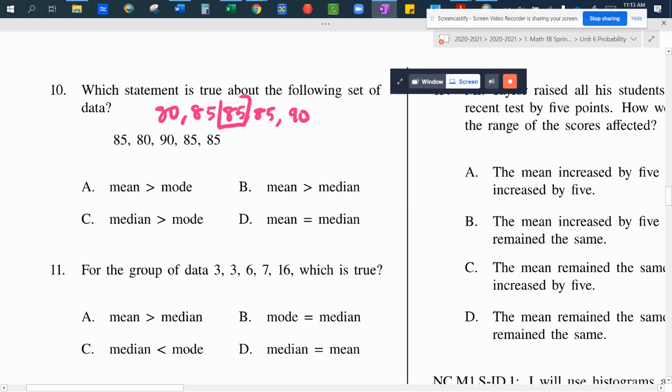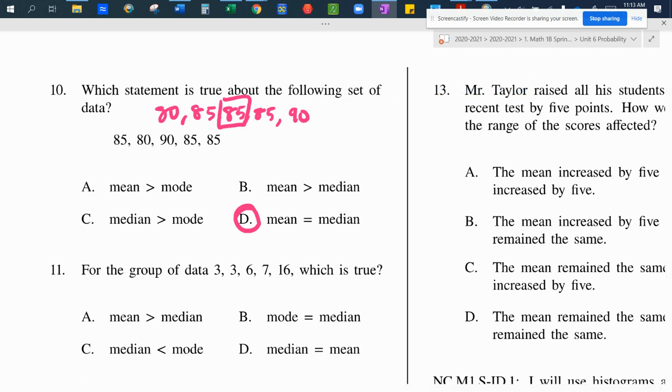What's the median? 85. And that 5 plus and 5 minus is going to balance out, which means my mean and median are equal. Does everybody understand how we did that without having to add up and divide? Does everybody understand why that's going to be the same? Okay.